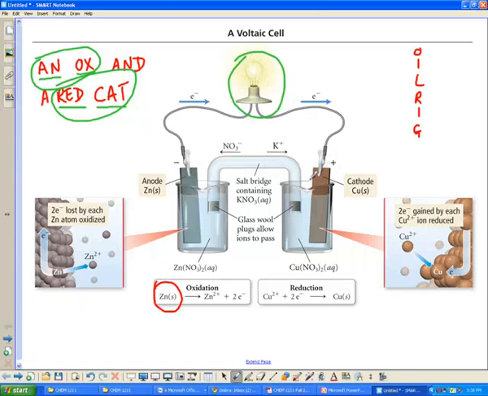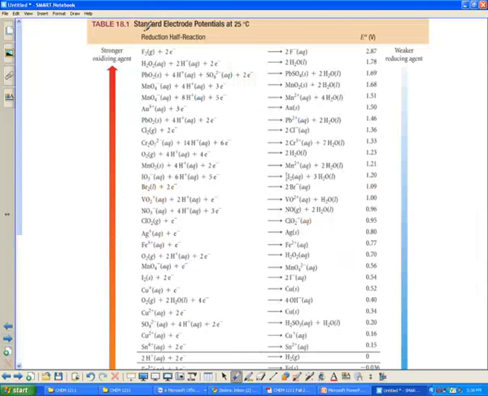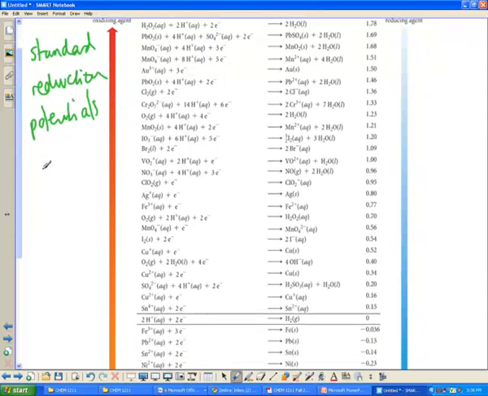In order for us to do this, there is a table of things called standard electrode or reduction potentials. I will call these standard reduction potentials. The book calls them standard electrode potentials, but they're the same thing. You'll notice that all these reactions are written with the electrons on the left hand side. They're all written as reductions. If they're oxidations, the electrons would be on the right.